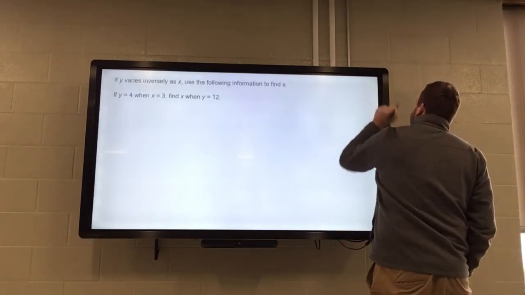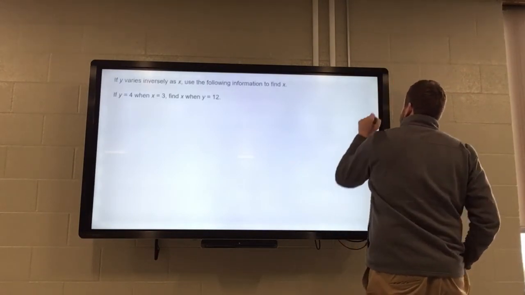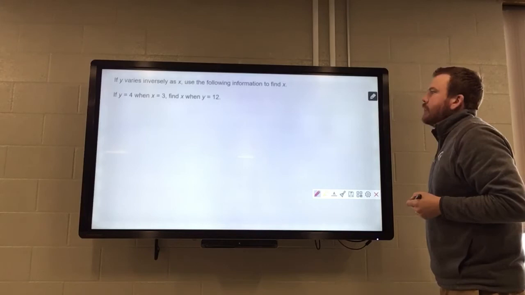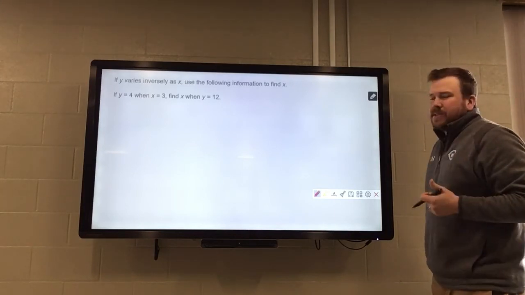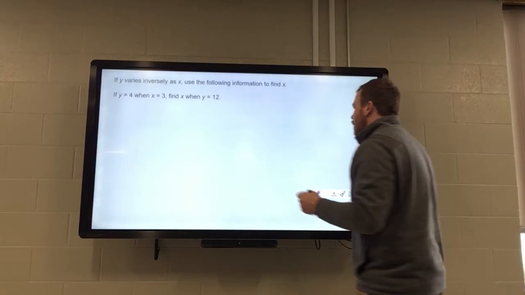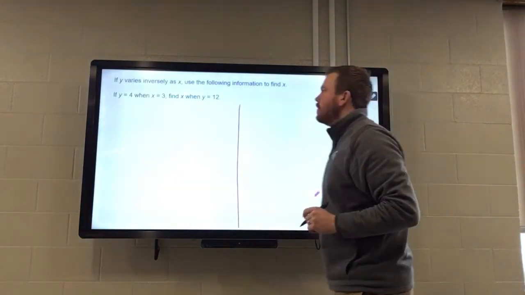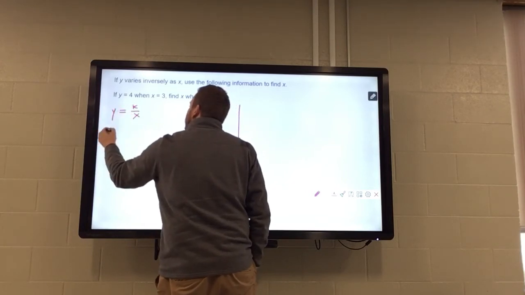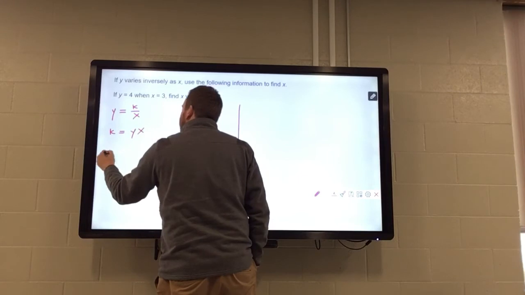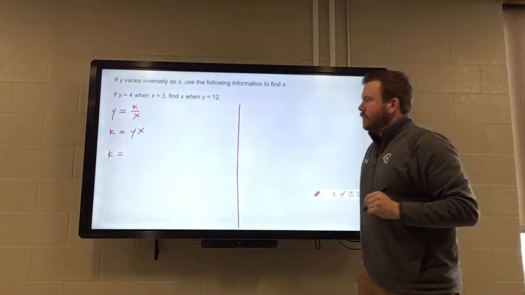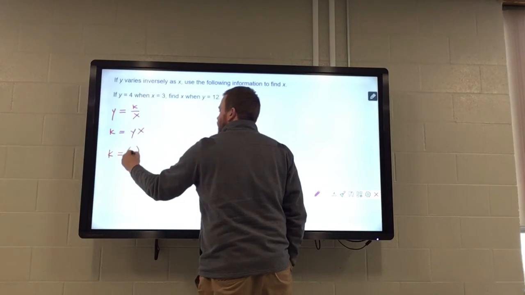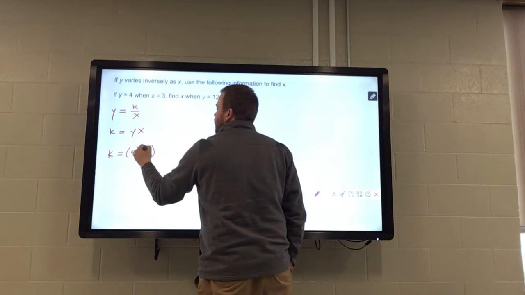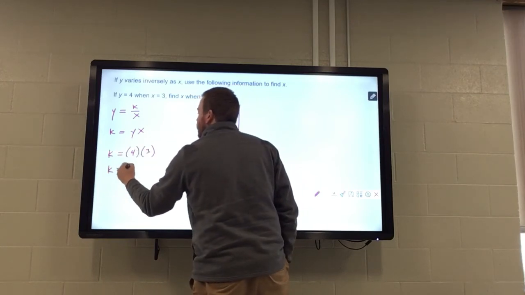So let's say y varies inversely as x. Okay? They tell me that y is equal to 4 when x is equal to 3, and that we want to find x when y is 12. So we're going to do this one of two ways. The first way, let's use those equations. Y is equal to k over x, and k is equal to yx. Let's start by finding k. So k is equal to y times x. So we can use when we have both the information. So 4 times 3, so k is equal to 12.